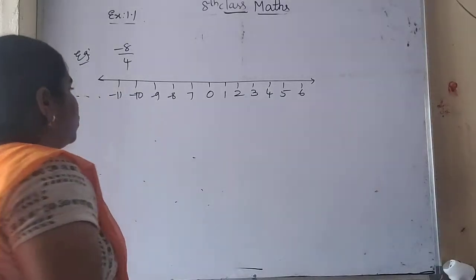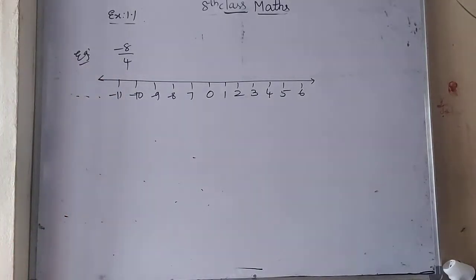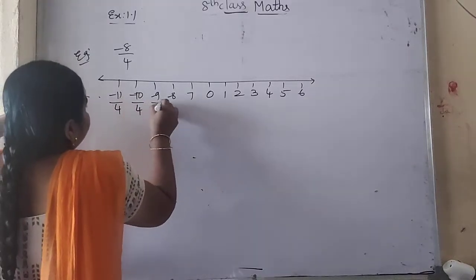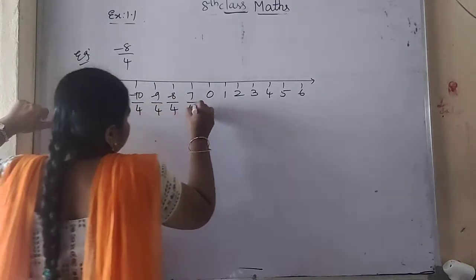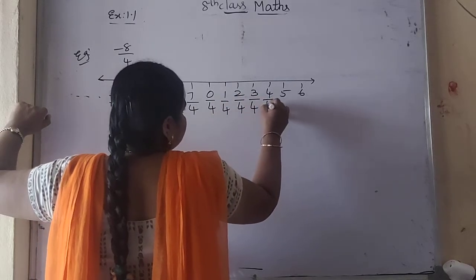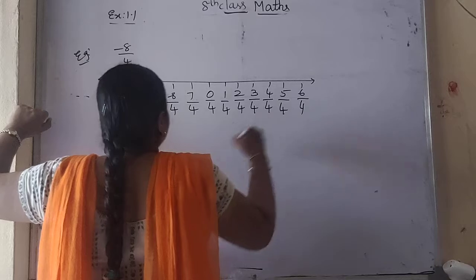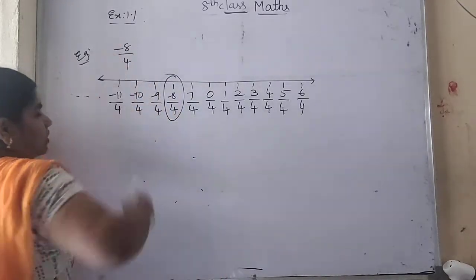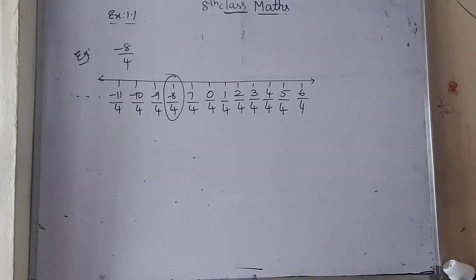And so on. So what is the denominator value? We have to check here. The denominator value is 4. So divide all numbers with 4. So where you are seeing minus 8 by 4 in this case. This is how you will represent the rational numbers on your number line.